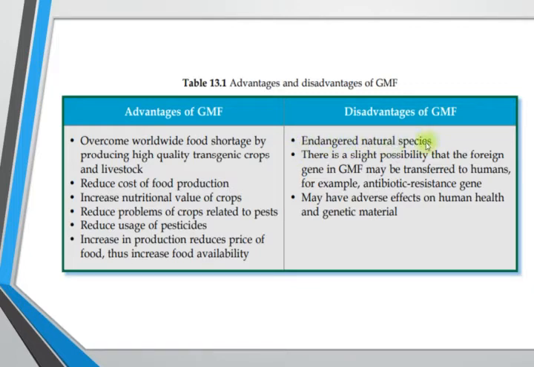Endangered natural species. Okay, so because of the transgenic organism, transgenic organism refers to the organism that has recombinant DNA, so it means it has a new combination of the genes. So it will endanger the natural species. There is a slight possibility that the foreign gene in GMF may be transferred to humans, for example, antibiotic resistant genes. So this is still unknown, right?